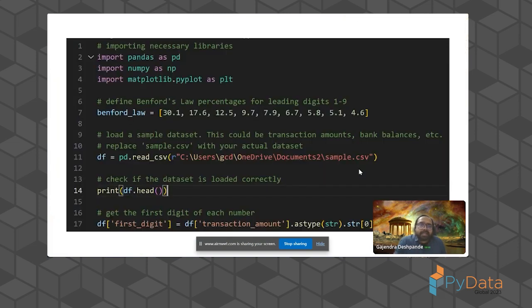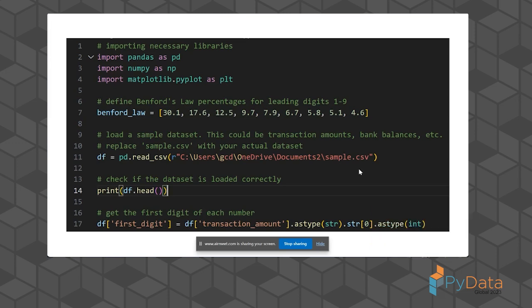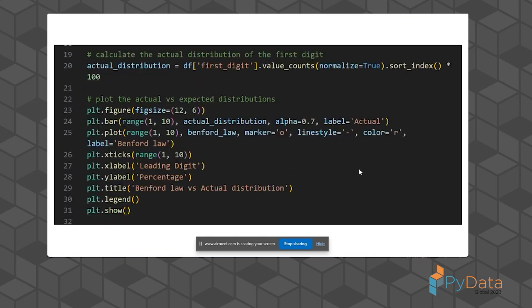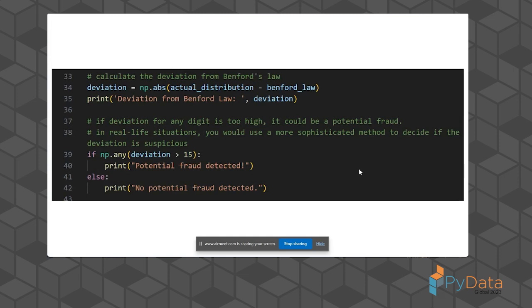Now let's see how to apply Benford's law here. First, import the necessary libraries, pandas and numpy, and also matplotlib, because we want to visualize things. Define the percentages; these values are as per Benford's distribution. Then read the bank statements through CSV. Next, plot the graph, and then compute the deviation.